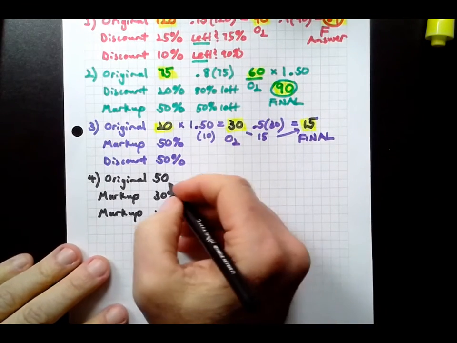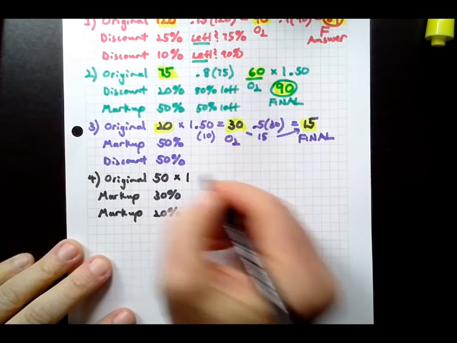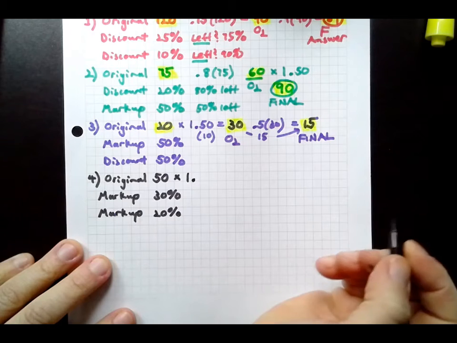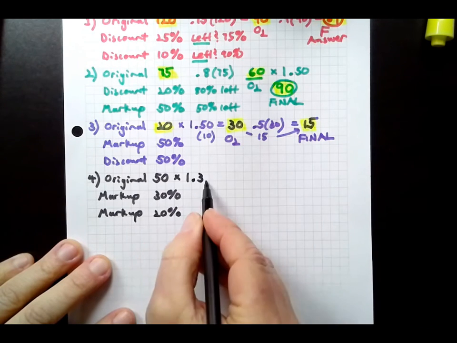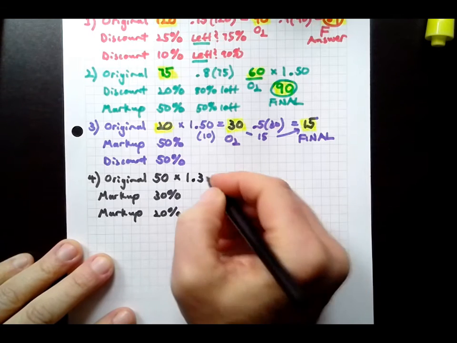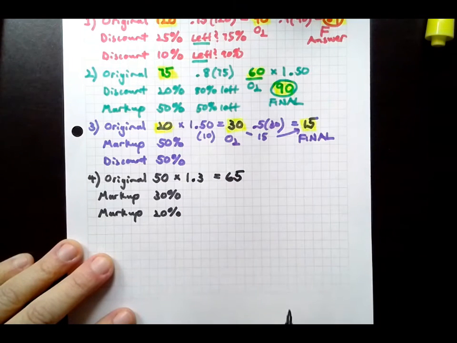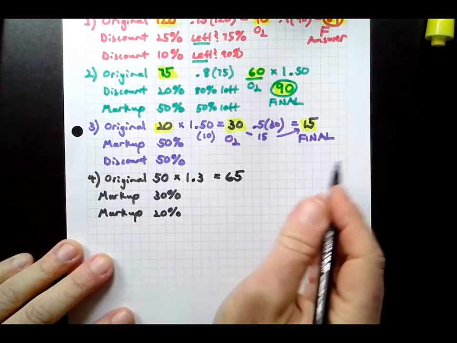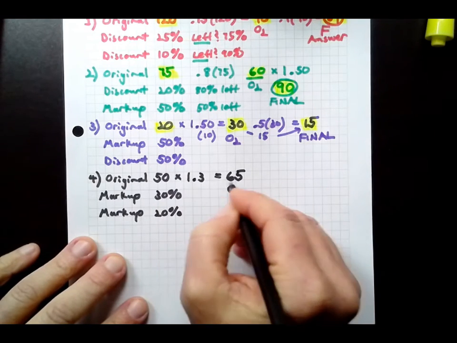Okay, let's go for this fourth one. Got an original of 50. I want to mark up, which means multiply by the original 50 and an extra 30%. I don't need the zero at the end there. I can just say 1.3, which will get me to 65. And so that's our second original, our first step answer.